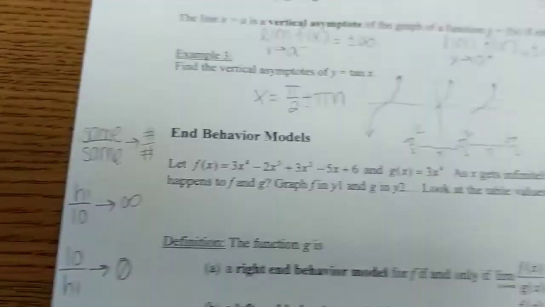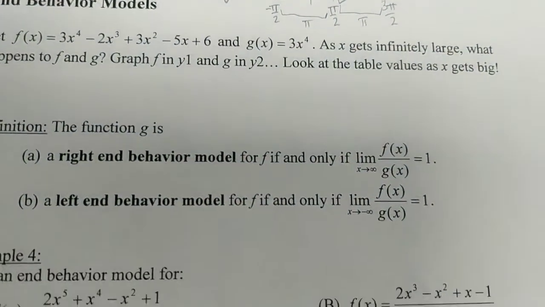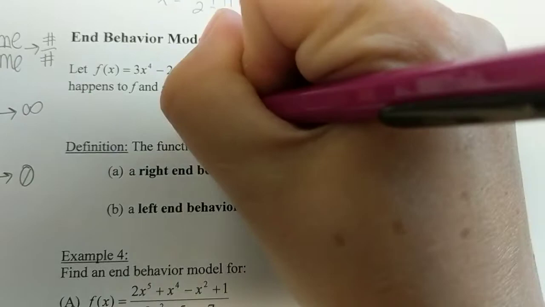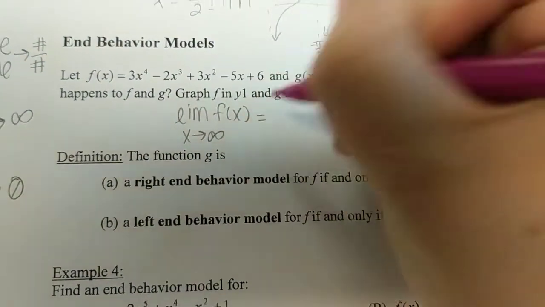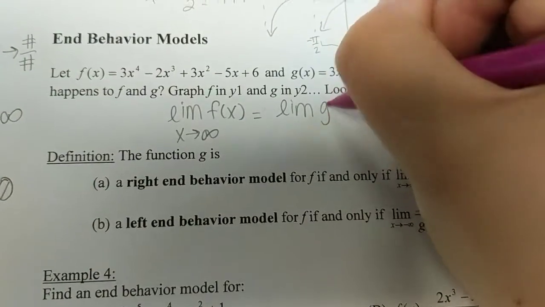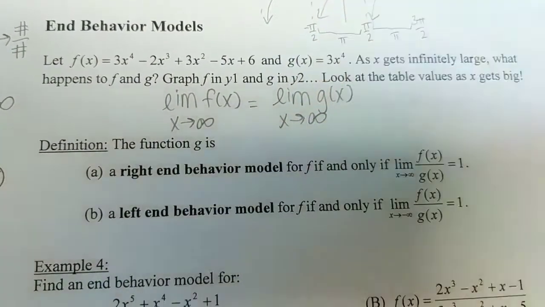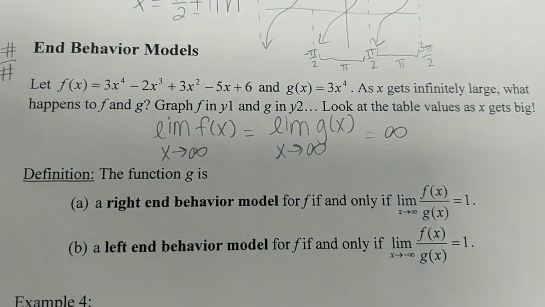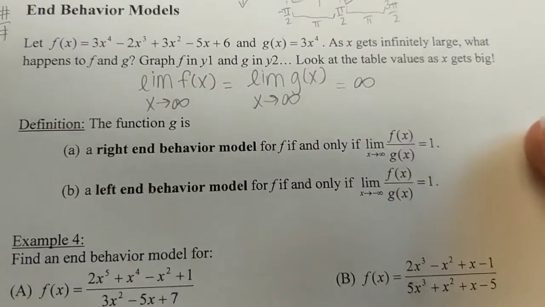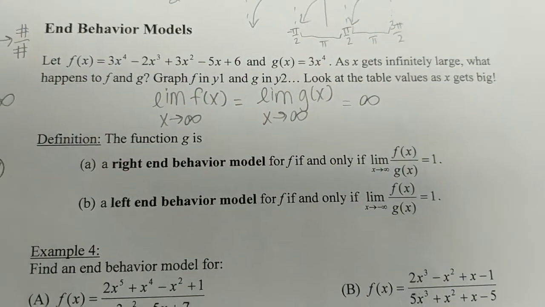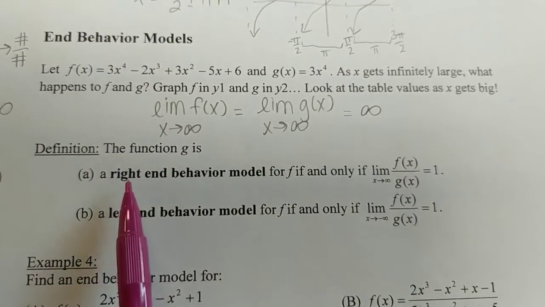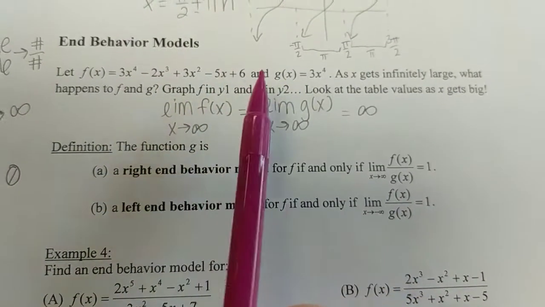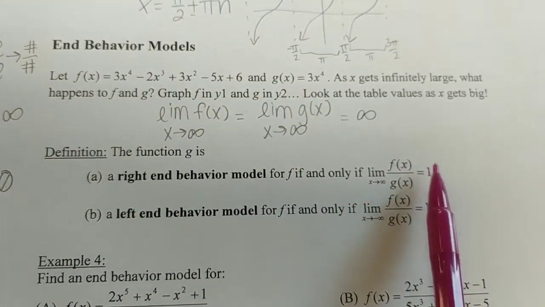So as x got infinitely large, what we can notice is that the limit of f of x as x was going to infinity was equal to the limit of g of x as x went to infinity. And in fact, they were both equal to infinity. They're getting infinitely large. So we want to determine end behavior models. The function g would be considered a right end behavior model if I took both of these functions and divided them, f divided by g, and I get an answer of 1.